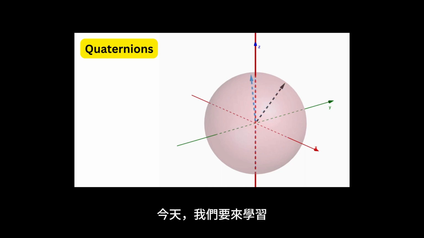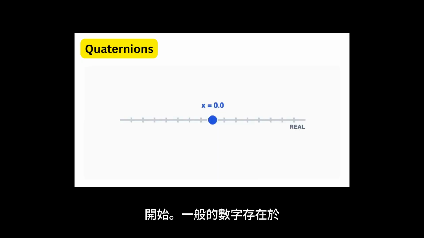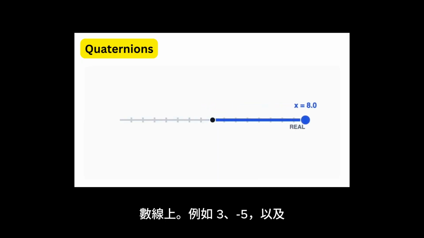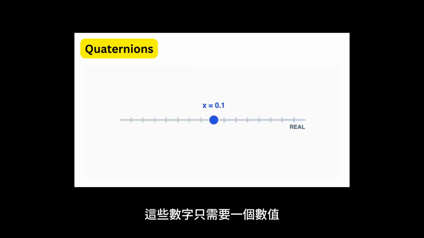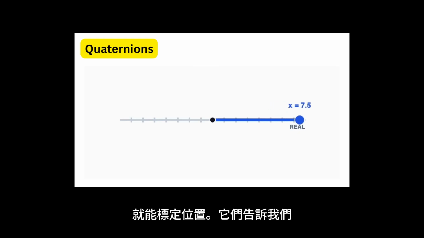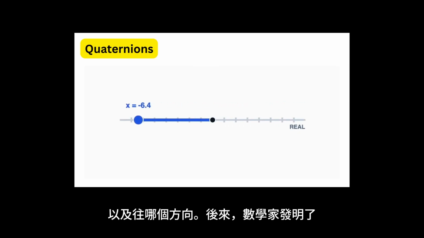Today, we will be learning about quaternions. Let's start with something familiar. A normal number lives on a number line. Examples include 3, -5, and 10.2. These numbers only need one value to specify their position. They tell us how far and in which direction we move along a line.